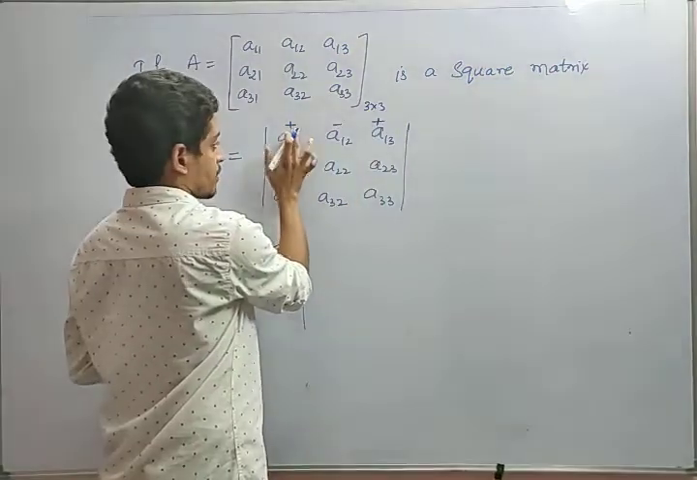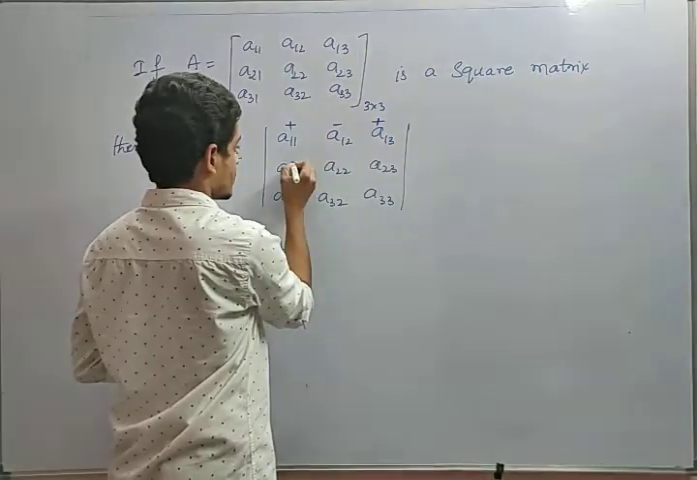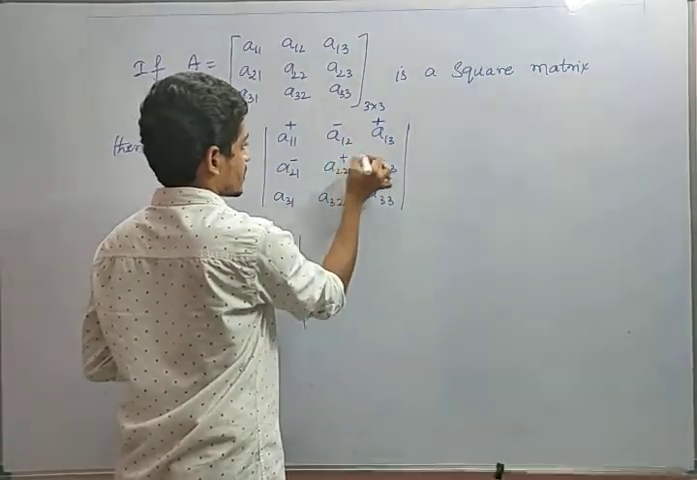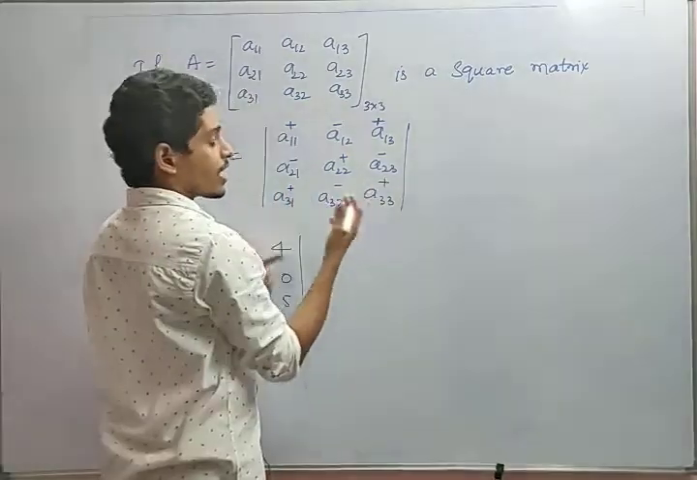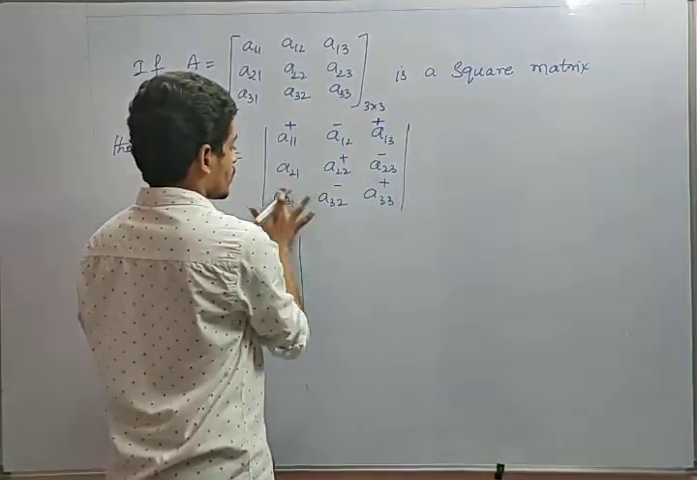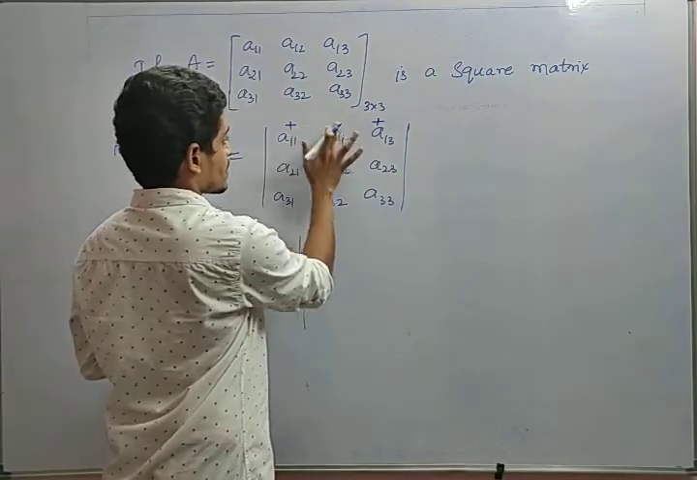So it should start with plus. This is also plus, this is minus, plus, this is plus, minus, plus. For this it is minus, plus, minus. For this it is plus, minus, plus. If you want to take any particular row or column, okay, so if I want to consider the determinant through row 1, consider plus, minus and plus.